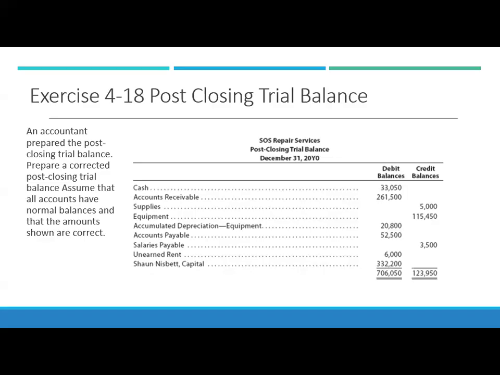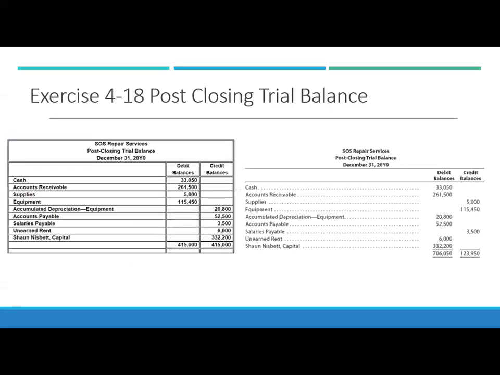So we can prepare a post-closing trial balance, and there's a number of issues here, mainly with whether the numbers are displayed as a debit or a credit. And as we can see, the debits and credits do not balance in this. So supplies and equipment should be a debit, accumulated depreciation and accounts payable should be a credit. And as should the unearned rent and salaries payable, those are liabilities. So they need to be a credit as well. And then our items balance.